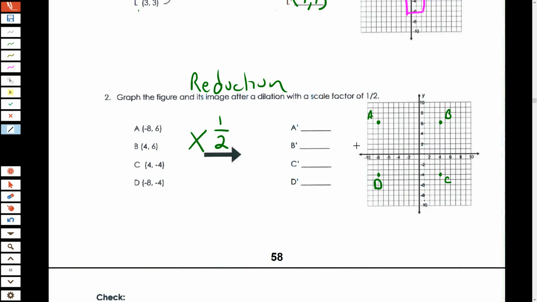I'll use my straight line. There we go. All right. Now, when we multiply all of these numbers by 1/2, -8 times 1/2. So you guys go ahead and write your points in. I'm going to write them up here, and then look up to the board and check yours to make sure they are correct.